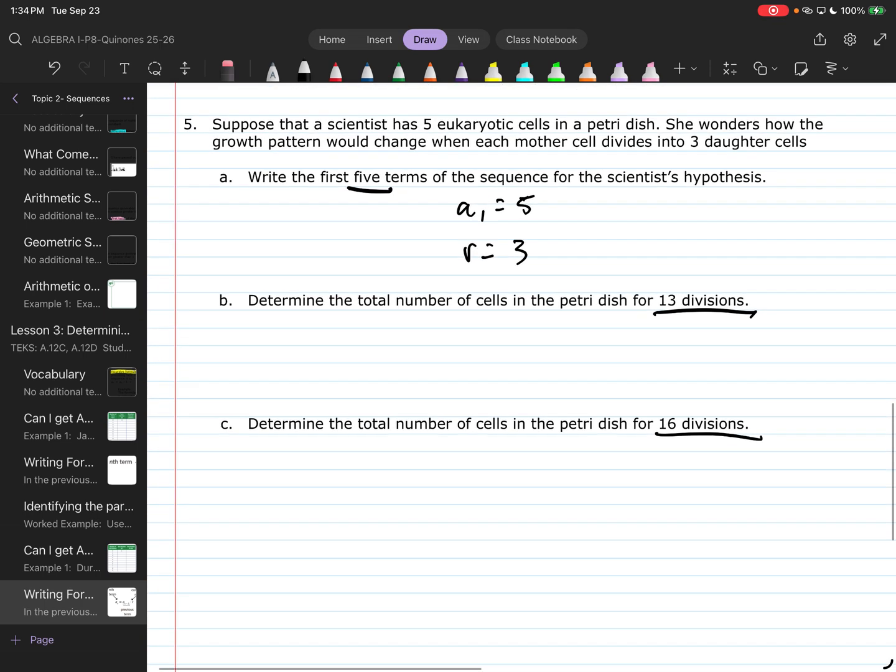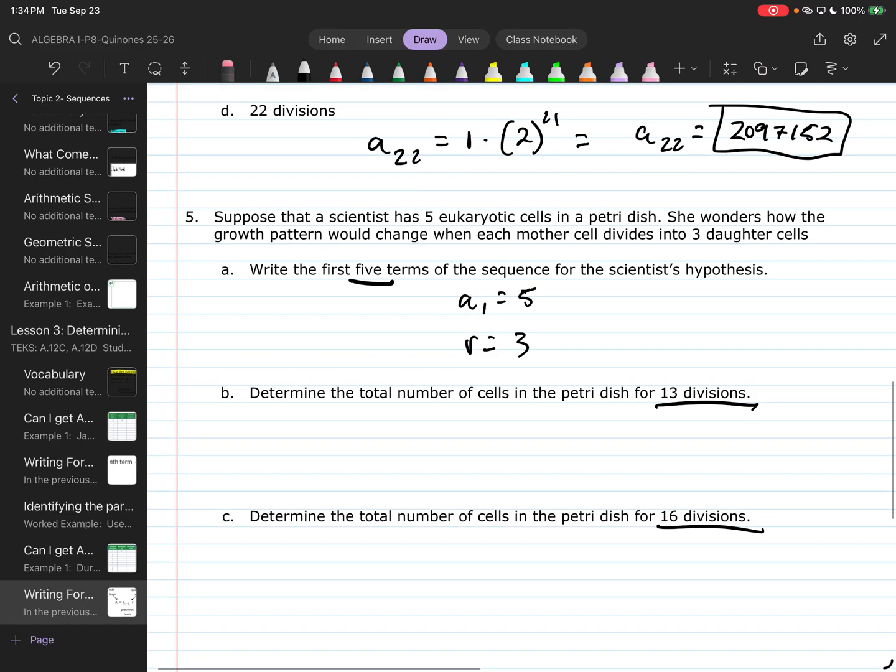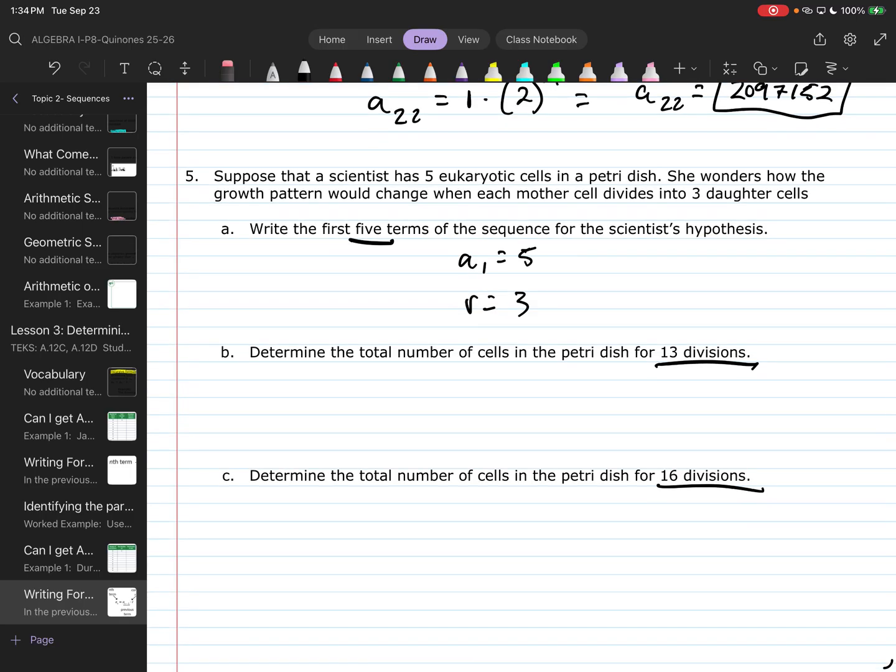Okay. What were the first 5 terms in the sequence? Started with 5, then what? 15, 45, 135, and then 405. Good. Okay, so what was the amount of cells if they were to divide for 13 divisions? What would be the answer for this? 6, 5, 7, 2, 0, 5.